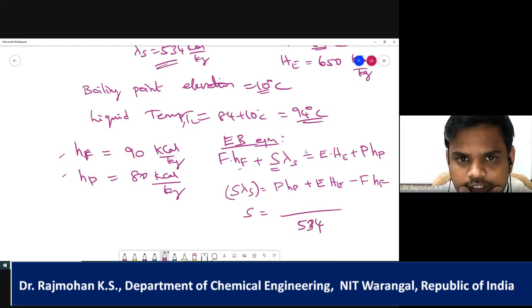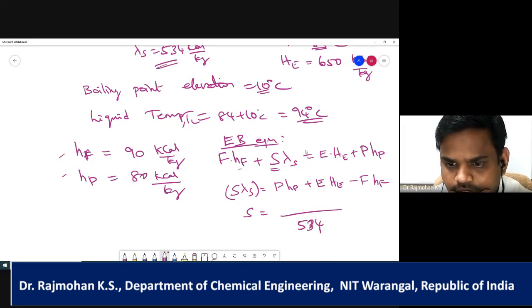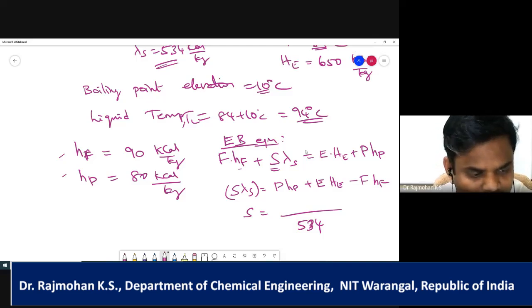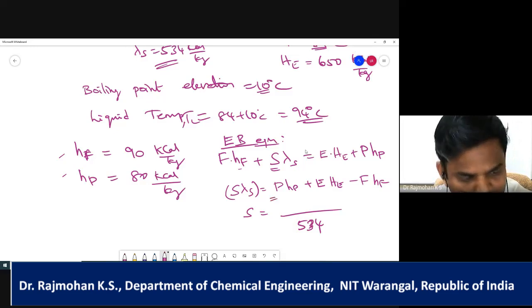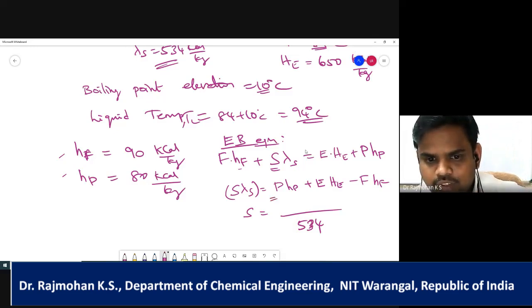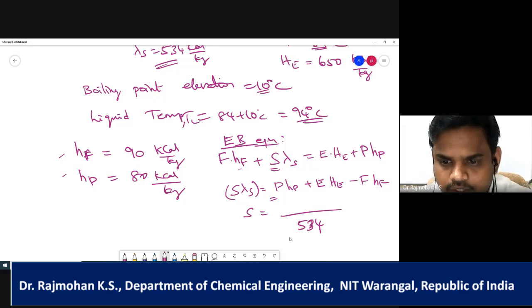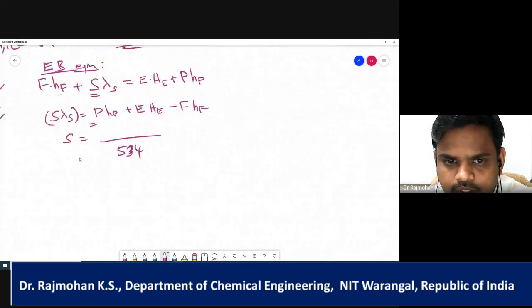So lambda S value is 534. If you get the product value, S into lambda S, you write that value. S into lambda S you will get. Substitute and get the values. Okay, so even we'll make a substitution here.